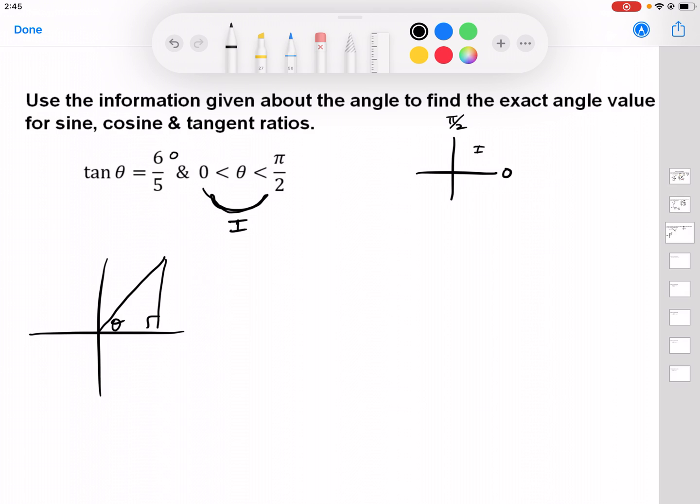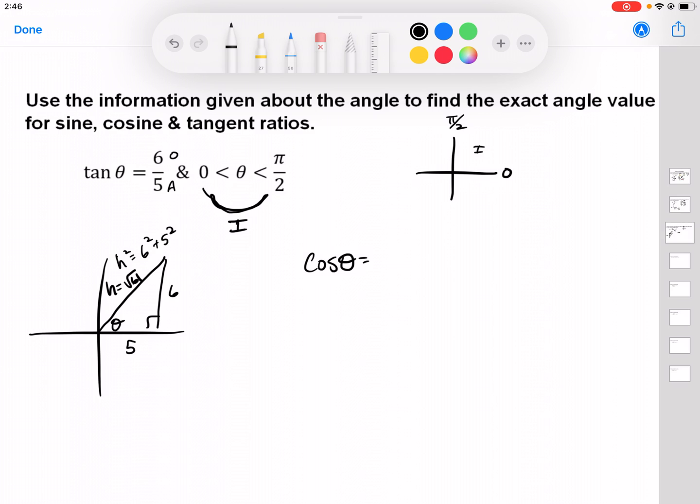Tangent is opposite over adjacent. So opposite is 6, adjacent is 5. Then our hypotenuse is going to be the square root of 6 squared plus 5 squared. So 6 squared plus 5 squared is 61, and the square root of 61 does not simplify. So h equals the square root of 61. Now notice hypotenuse is always positive, so I didn't even worry about the plus or minus this time. Plus we're in the first quadrant, so everything has to be positive.